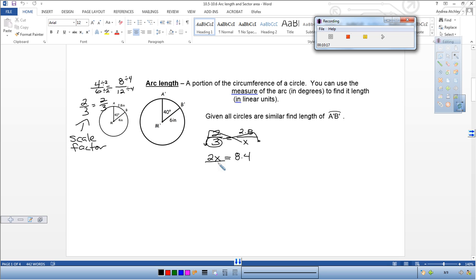Then we just divide that by 2, divide that by 2, we get x equals 4.2, and that's the answer. So, the length of arc A prime B prime is equal to 4.2 meters.